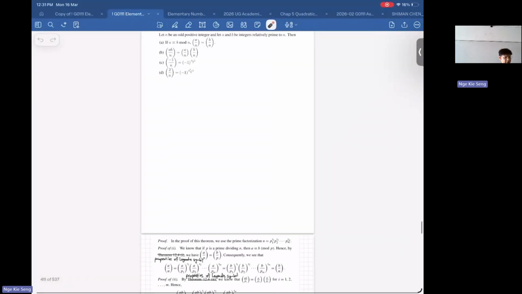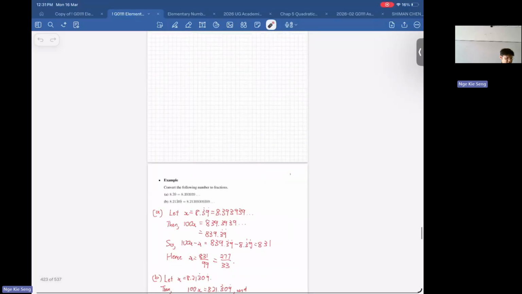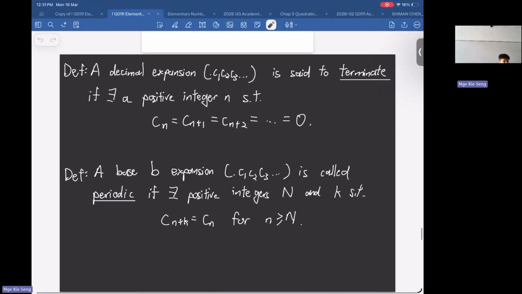What does it mean to be periodic? You could have the repeating dots appearing in your decimal expansion. So what's the way to write it? A decimal expansion is said to terminate if there exists a positive n such that for c_n and every index larger than it, c_(n+1), c_(n+2), it will stop. There's nothing anymore. For periodic, there exists a positive n and a k such that c_(n+k) equals c_n, meaning a chunk of k things will repeat. So k is like shifting: c_(0+k) equals c_0, c_(1+k) equals c_1. Shift by k.